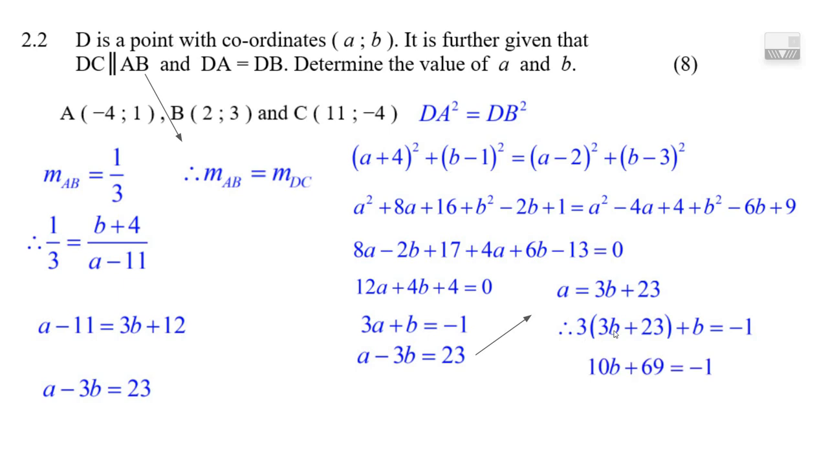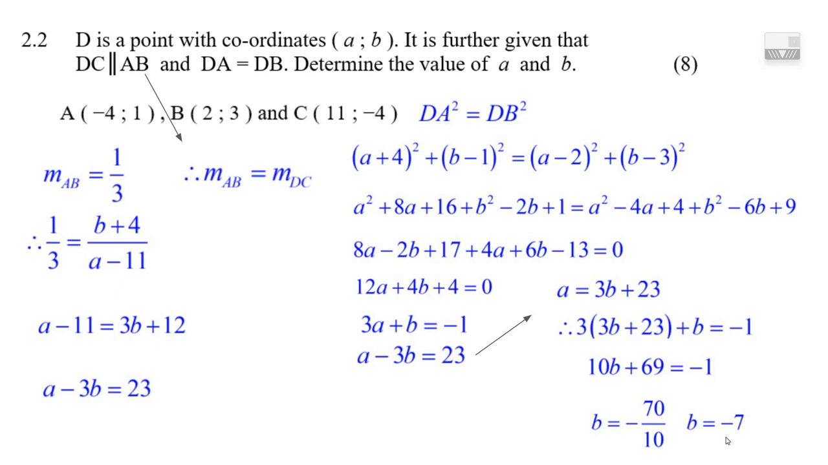Well, I get 3B times 3 is 9B, plus 1B is 10B. That's 69. That's minus 1. I subtract 69 from minus 1, I get minus 70. I divide by the 10. There's my answer. B must be minus 7.